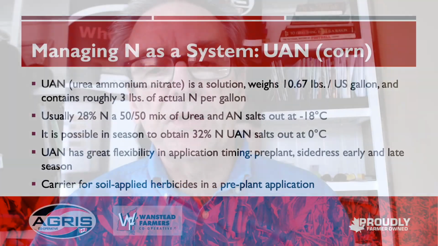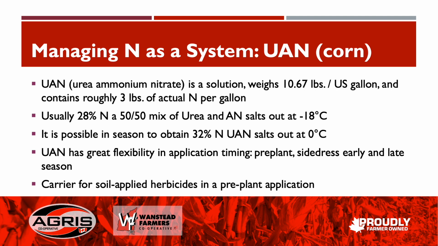Continuing today our discussion on managing nitrogen as a system. Today we'll focus on UAN, which stands for urea ammonium nitrate. It is a solution, weighs 10.67 pounds per US gallon, and contains 3 pounds of N per gallon. It has a concentration of 28% nitrogen. It's a 50-50 mix of urea and ammonium nitrate.